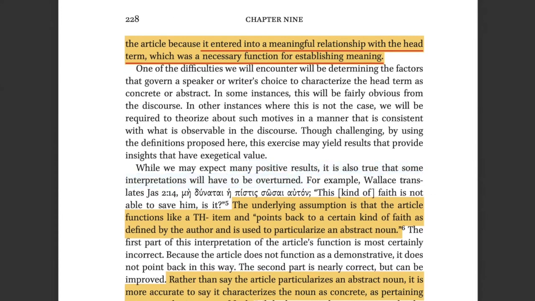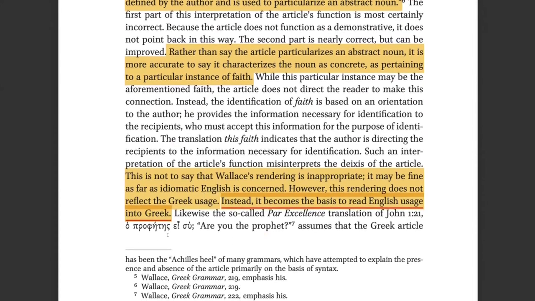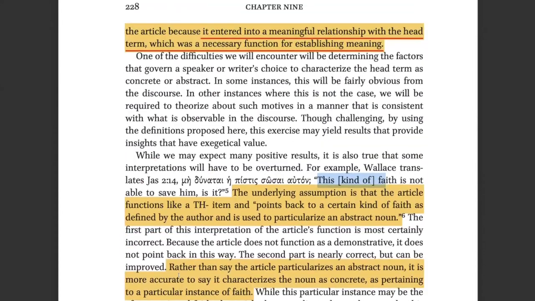So, for example, Wallace translates James 2:14, which is "me dunete e pisti sose avton," as "this faith." In other words, this kind of faith, it's referring to a specific faith already understood by the audience in Wallace's understanding of the translation. "This faith is not able to save him, is it?" And so Wallace translates it that way in his Greek grammar.